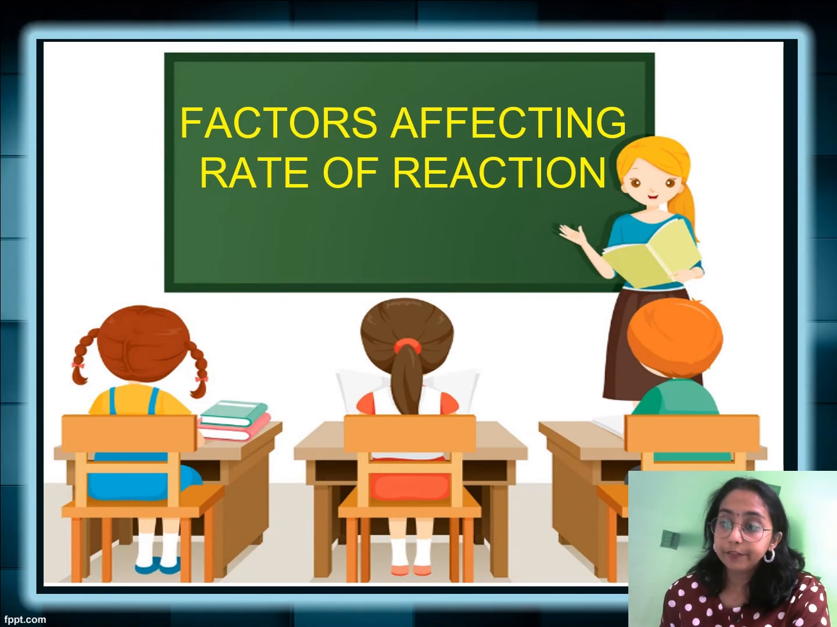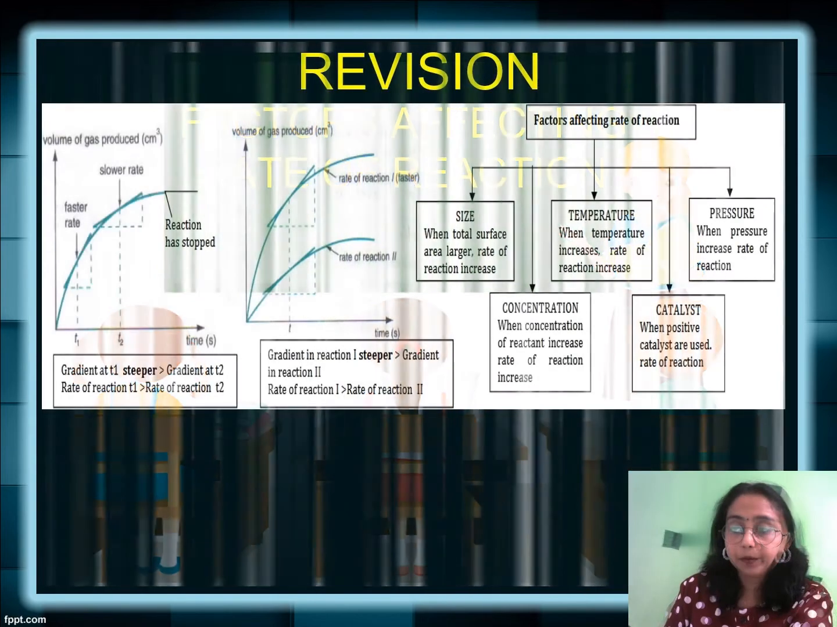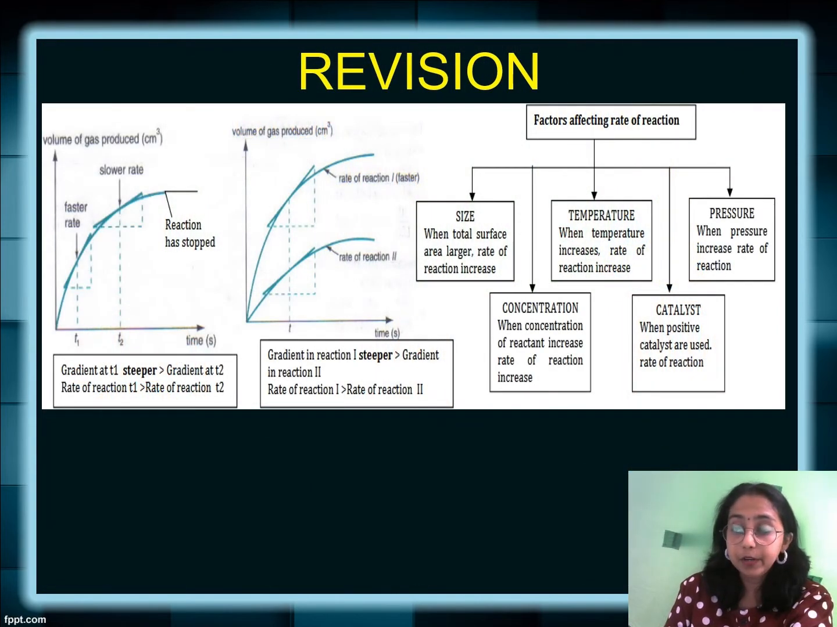Okay students, we have finished the first part of rate of reaction involving the calculations. So now we're going to move on to the second part of the chapter, which is about the factors affecting the rate of reaction. Before we look at the questions, let's do a quick revision on the factors affecting the rate of reaction. Here is the summary.